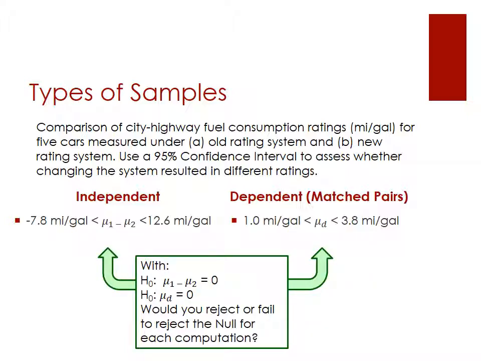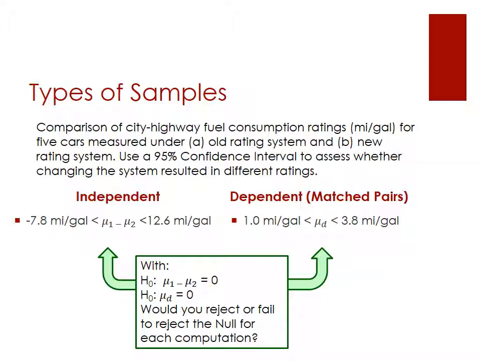Okay, now let's think about this with another thing. So if we have a null hypothesis of mu1 minus mu2 equals 0, and we have a null hypothesis of mu of D equals 0, and that would be the dependent matched pairs. So the top one is the independent matched pairs, and the bottom one is the null hypothesis presentation for a dependent matched pairs. Would you reject or fail to reject the null for each computation? So let's go look at our interpretations for this.